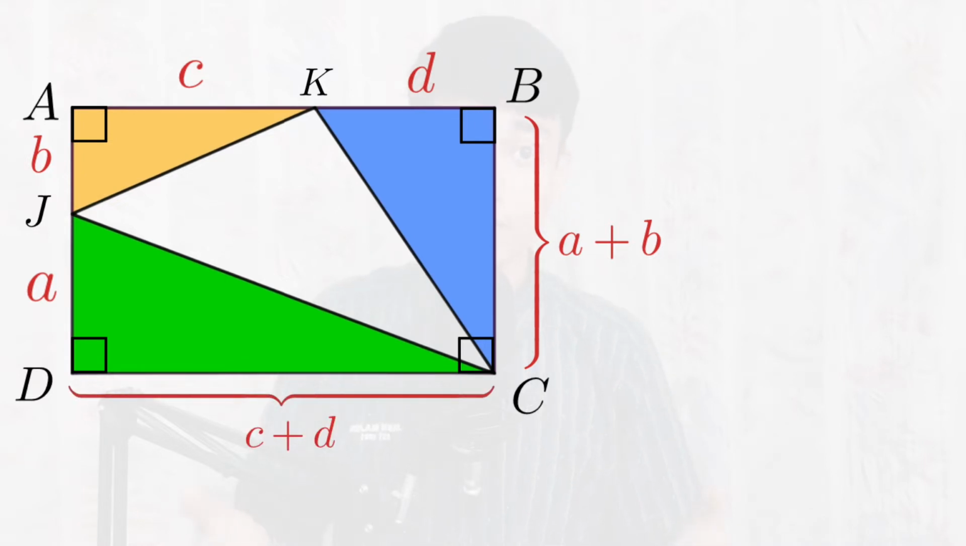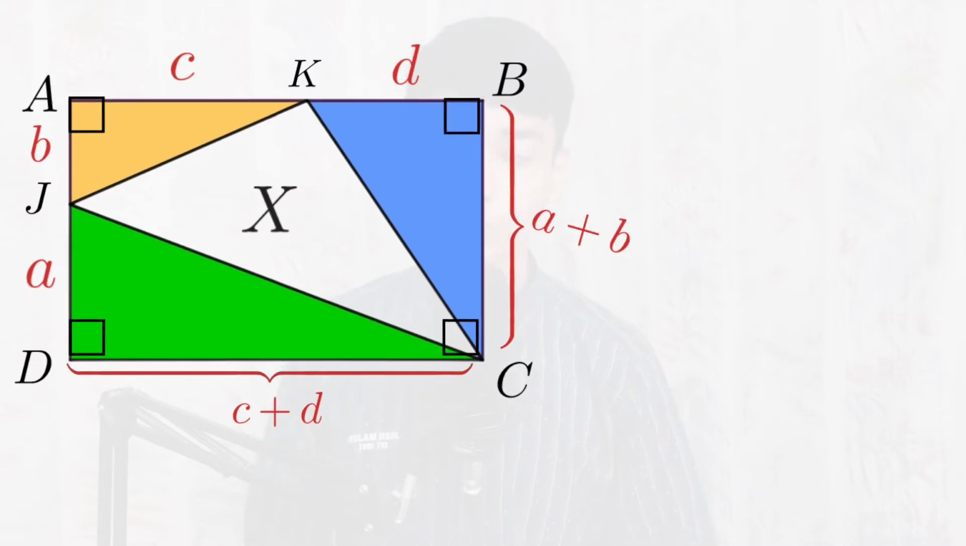Okay, now let the area of the missing triangle that we have to find be equal to variable capital X. So now our goal is to get the value of capital X. So here we have marked all the required variables. Now let us move on to the actual solution.